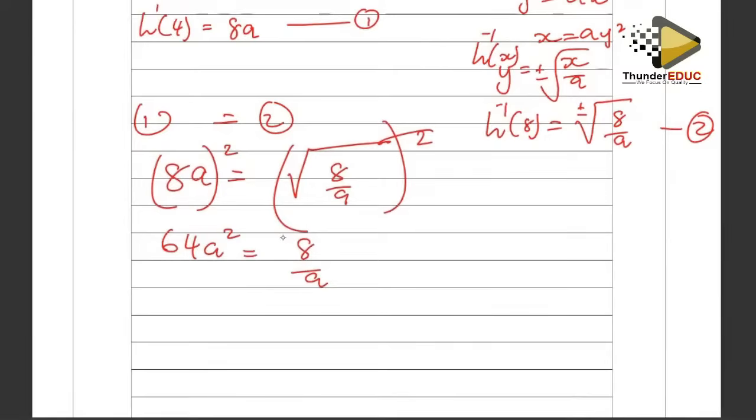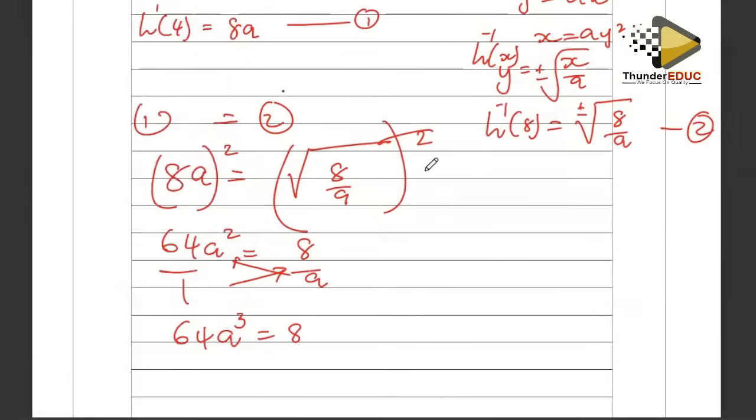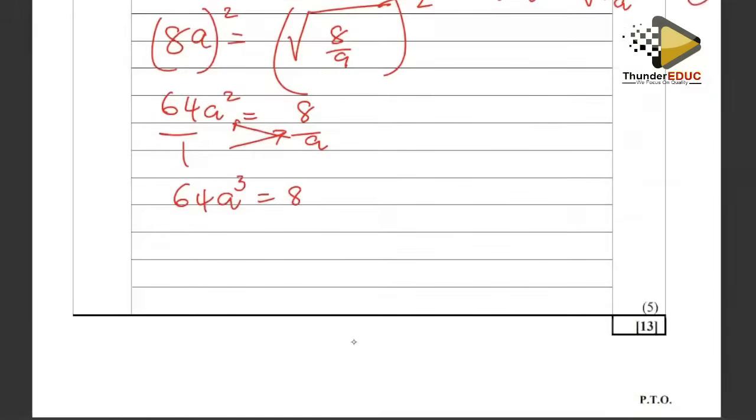Cross multiply, no problem. So you're going to have 64a cubed is equal to 8. Okay, and then from there, we can feel free to divide both sides by 64. So over 64, over 64. So this cancels that. a cubed becomes 1 over 8, and then find the cube root.